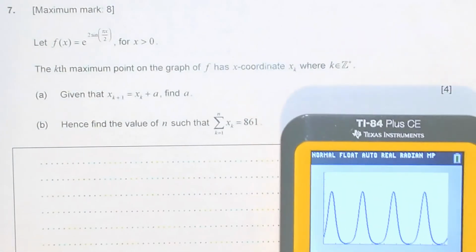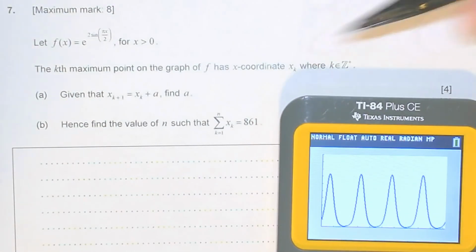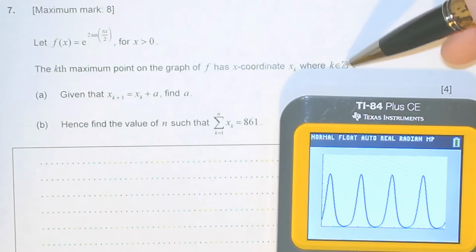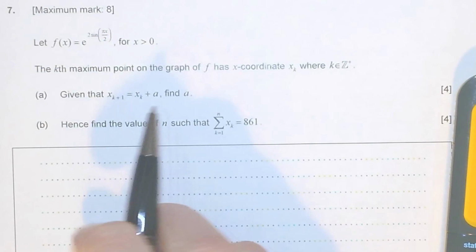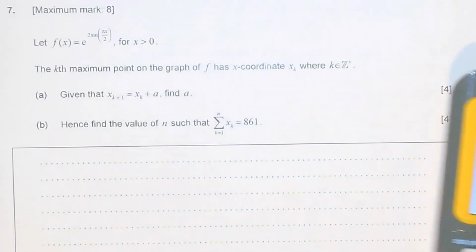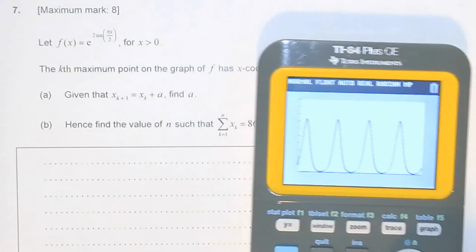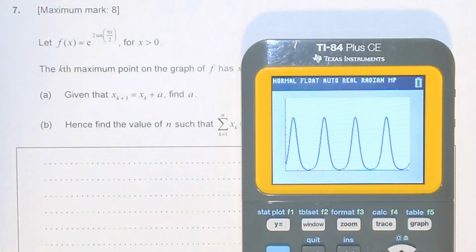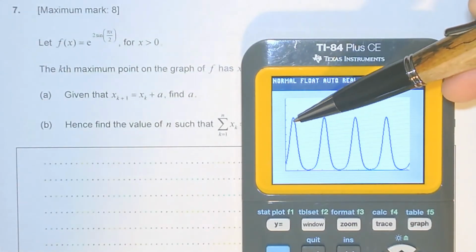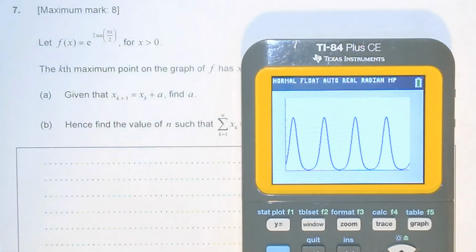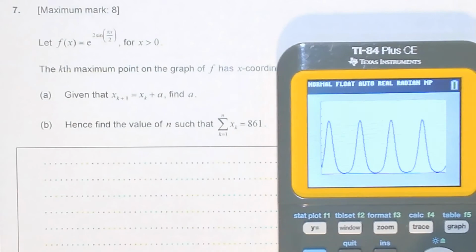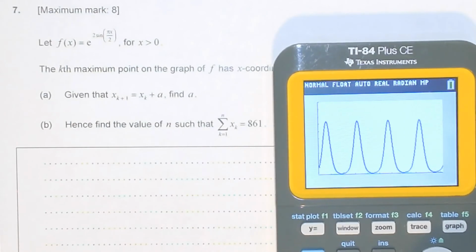And it has x-coordinate x subscript k, where k is a positive integer. Now it says, given that x of k plus 1 equals x of k plus a, find a. Well, that's a fancy way for them to ask us what the period is. So to do that, all I need to know is the distance from here to here. Well, I could find it graphically with a calculator, but I don't think I'm going to do that. Instead, I'm going to use math to do that.